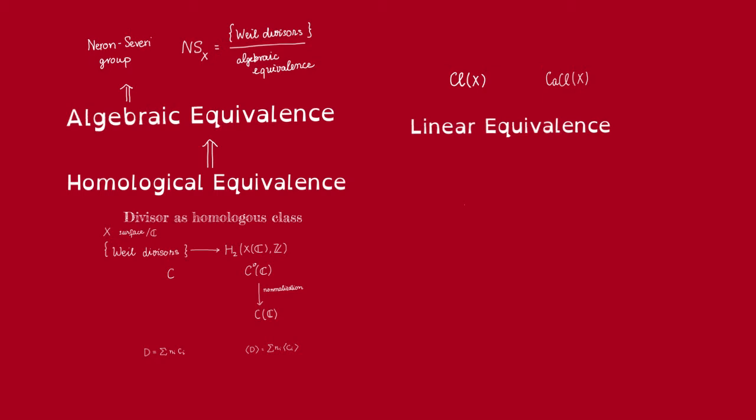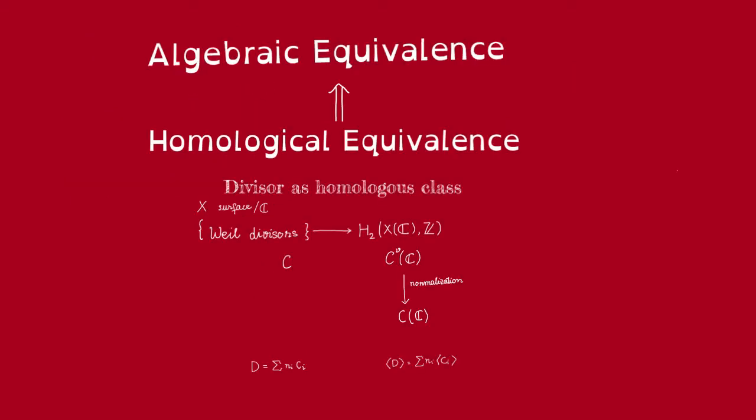Now in this video, we're going to talk about another notion of equivalence that we can put on the divisors, so it's called algebraic equivalence, and from this, we can get another group called the Néron-Severi group. It turns out to be finitely generated, and its rank is called the Picard number. That is another important invariant. Alright, so let's motivate the definition of algebraic equivalence.